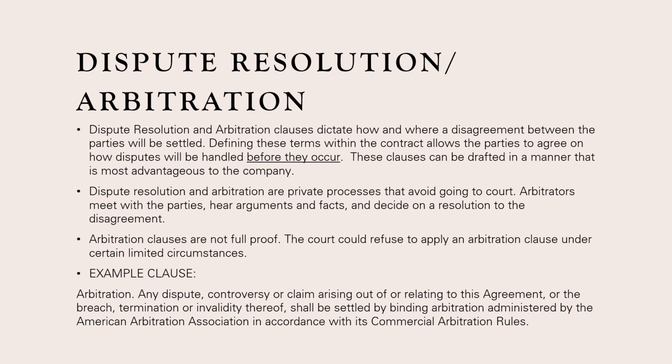The first clause that you'll see is a dispute resolution and arbitration clause. These clauses are separate and they dictate how and where a disagreement between the parties will be settled. Defining these terms within the contract allows the parties to agree how disputes will be handled before they occur. Including this in the contract will give you private processes that avoid going to court. The example clause is listed below.